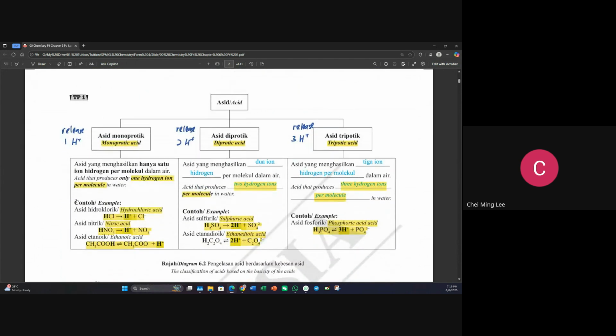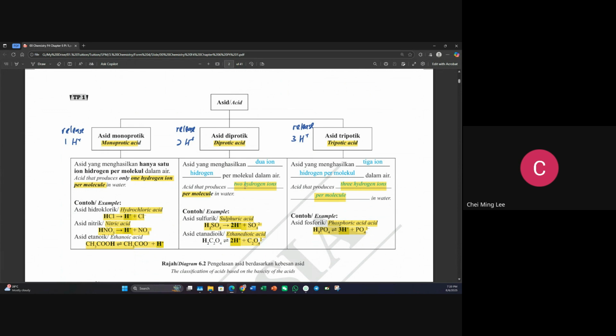So let's see the types of acid. Monoprotic acid means that when it's completely soluble, it will release 1 hydrogen ion. Diprotic releases 2, and 3 is triprotic acid. The monoprotic acid produces only 1 hydrogen ion per molecule in water, like hydrochloric acid, nitric acid, and ethanoic acid.